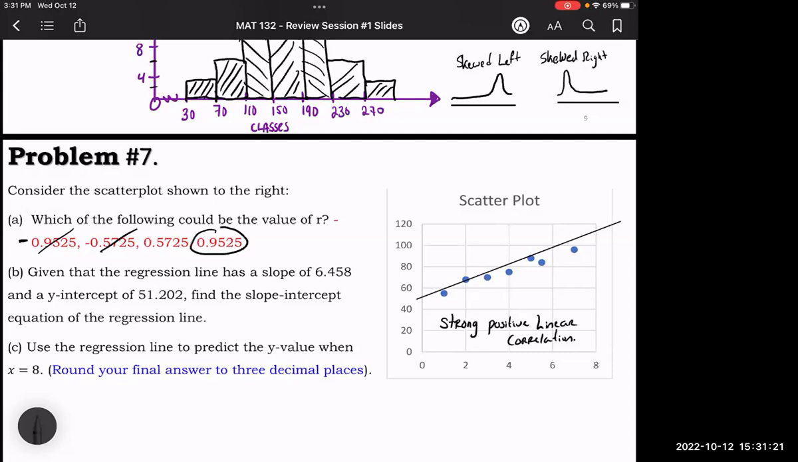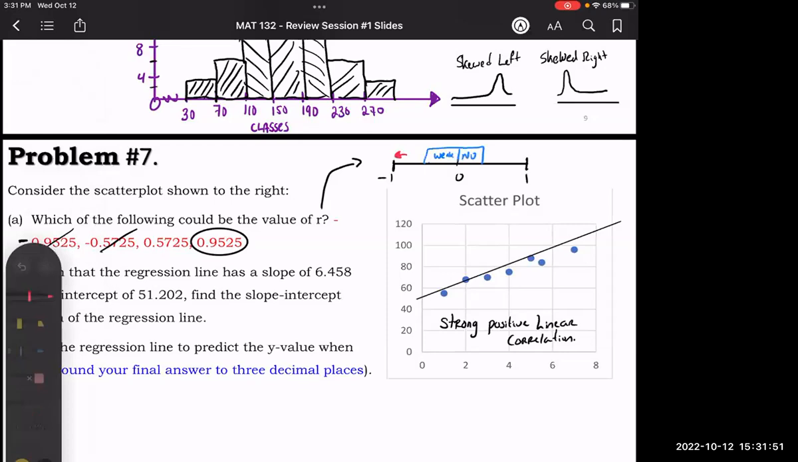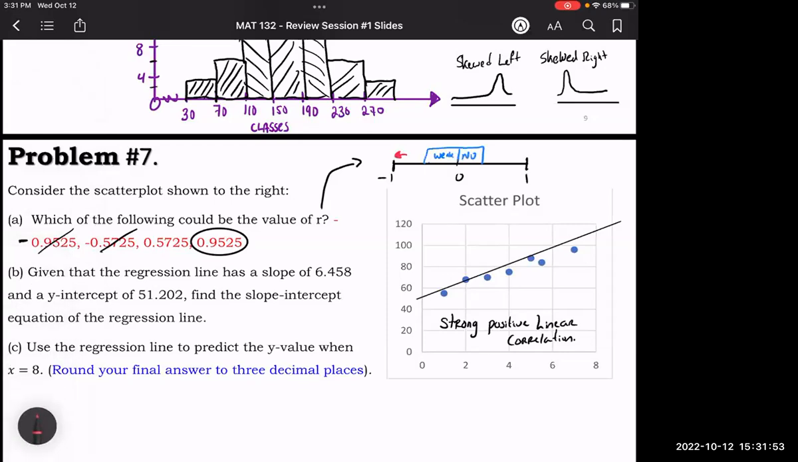Why? Because the value of R can always be a value between -1 and +1. So it's closest to being 1. That's right. In other words, anything close to 0 is what we say is weak to no correlation. Anything close to -1, as you're getting close to -1, you can get a strong or a perfect negative correlation.